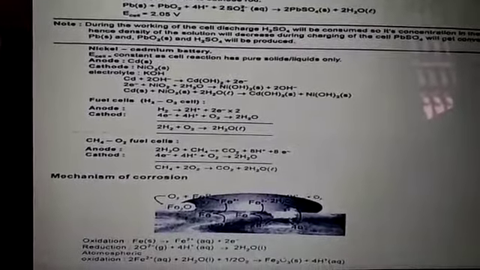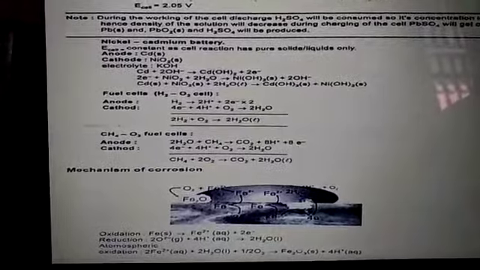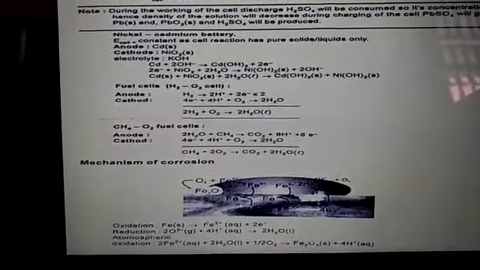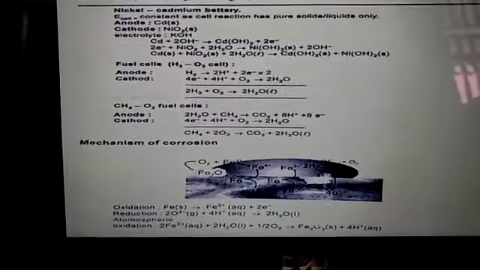It is now possible to make such a cell in which the reactants are fed continuously to the electrodes and the products are removed from the electrolyte compartment. The galvanic cells which convert the energy of the combustion of fuels such as H2, methane, methanol, etc., directly into electrical energy are called fuel cells. The first successful fuel cell is the hydrogen-oxygen fuel cell.